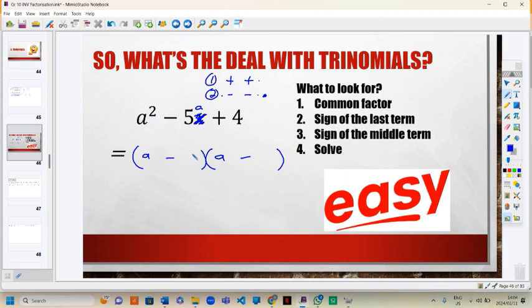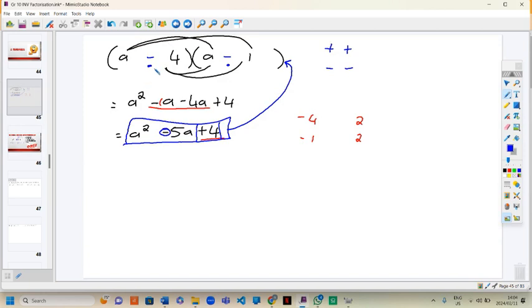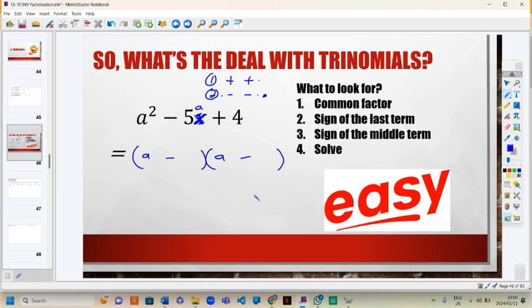Right, and then how did I get these last terms inside my brackets here? Let's go back again, let's refresh. I saw that I had a positive 4 here, and the numbers inside here are the factors of this last term, so the factors of 4. What are the factors of 4? Factors of 4 are 4 and 1, and 2 and 2. And I know that they are both going to be negative. So I've got a negative 4 and negative 1, and a negative 2 and a negative 2.